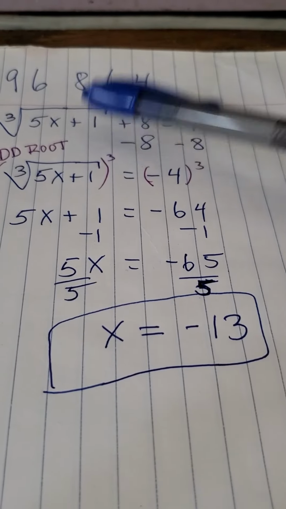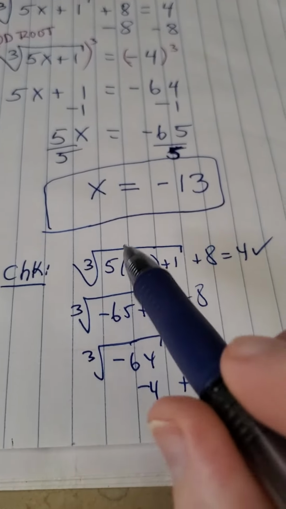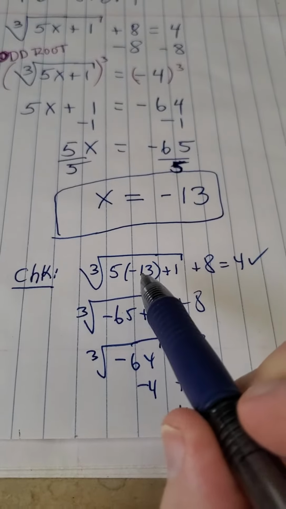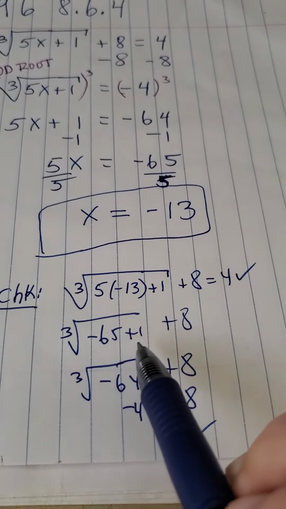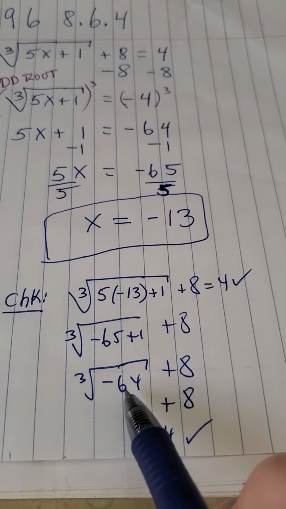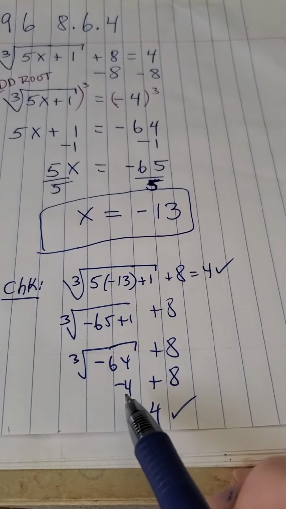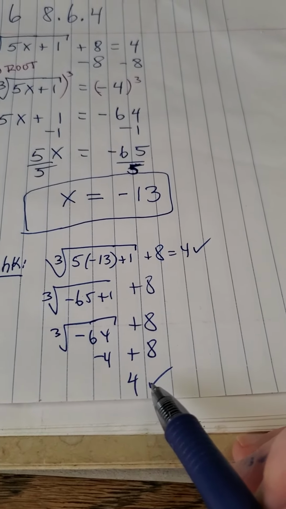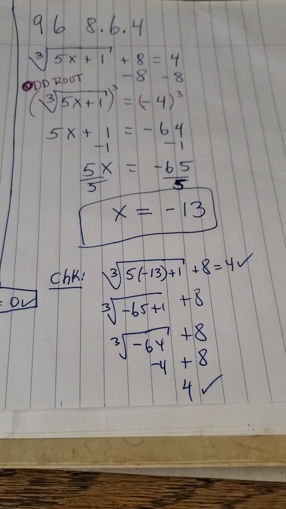Now, all I got to do is take my x equals -13, plug that back into the original equation to check it out to see if it works. Let's do that. If I plug -13 into x, then I get 5 times -13 plus 1, which is -65 plus 1, which is -64. The cube root of -64 is -4, which tells me that -4 plus 8 is also +4, and I get +4 here, +4 here. Check, check. It all worked. Yay!